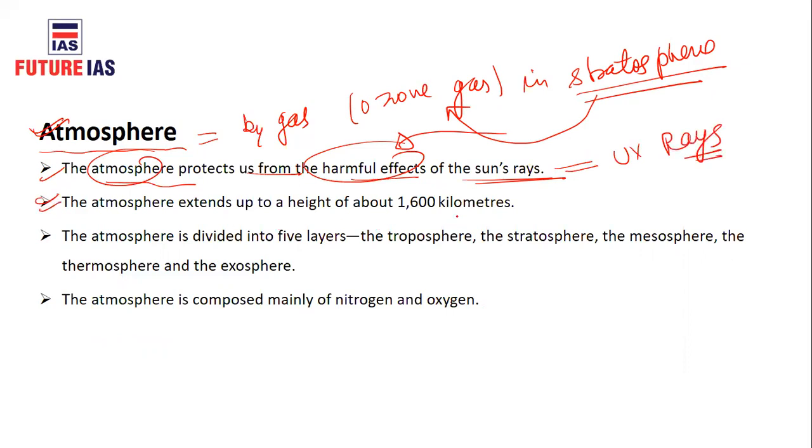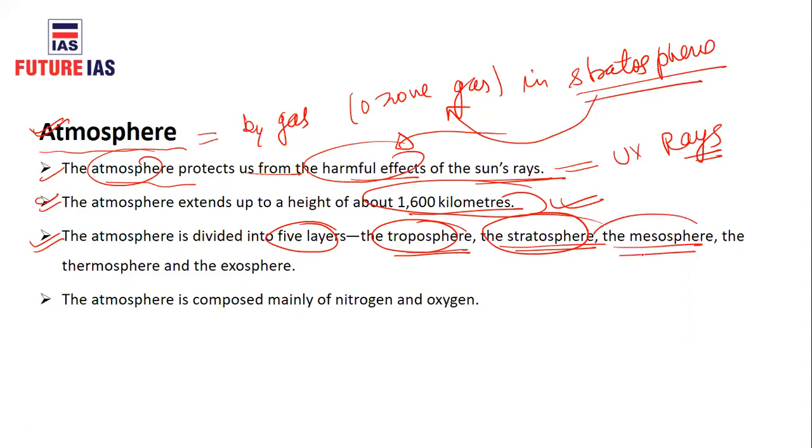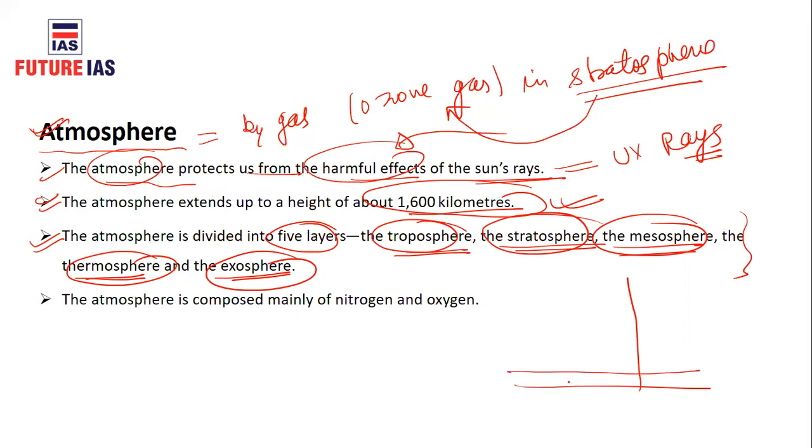Now, the atmosphere we are talking about extends up to 1600 kilometers from the surface of the Earth. This atmosphere predominantly consists of five layers. The first layer is called the troposphere. The second layer is called the stratosphere. The third layer is called the mesosphere. The fourth layer is called the thermosphere. And the fifth layer is called the exosphere. So these are the layers. That means if you move from the Earth, you will first have the troposphere, the second layer is the stratosphere, and the third layer is the mesosphere.